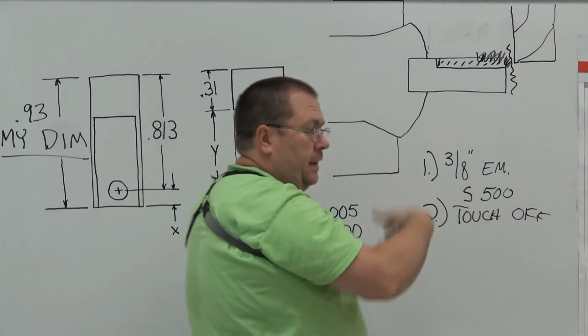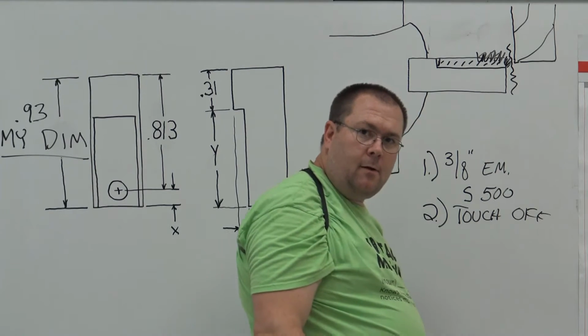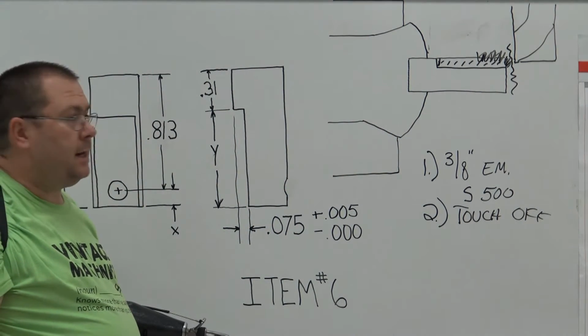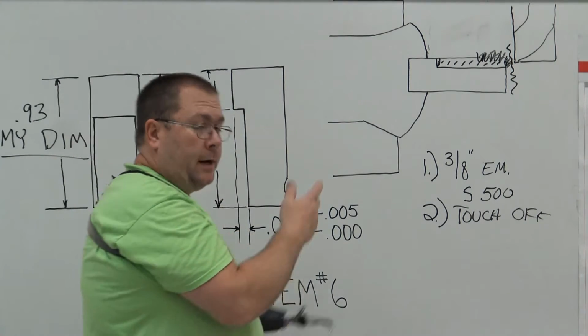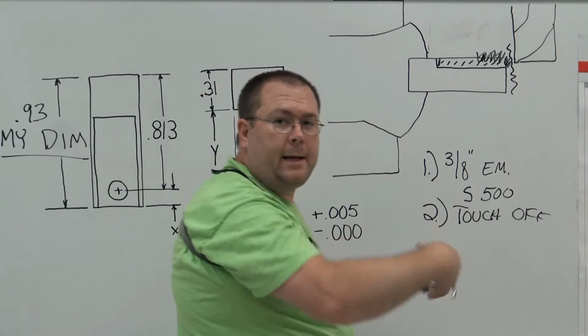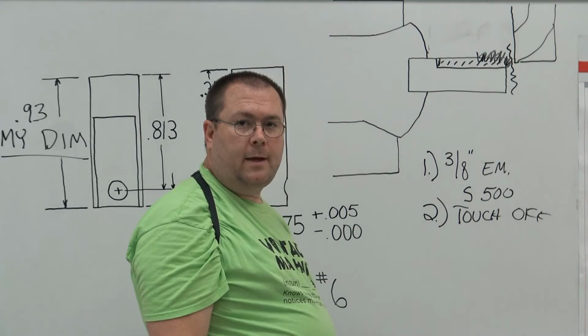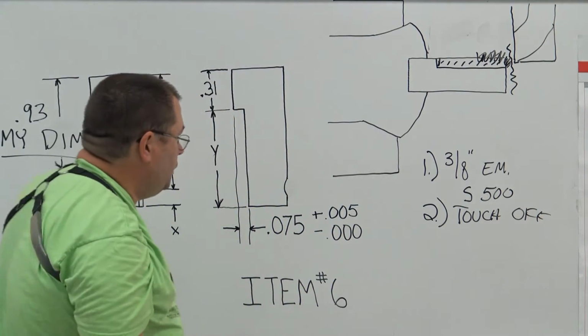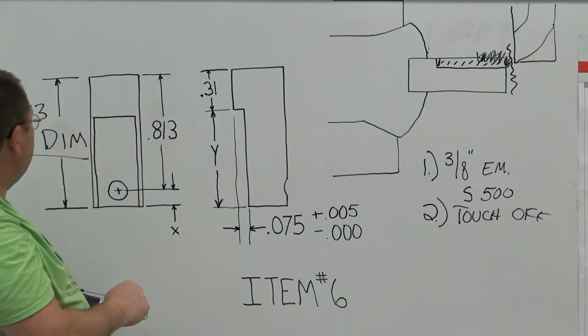When I touched off the end, I should have set my dial to 0. Okay? So now we've got our 2 references set up. If you're like me and you forgot to set your dial to 0, go back and reset it to 0. You have to do your touch off again, or your paper trick. Once you do that, set your dial to 0.